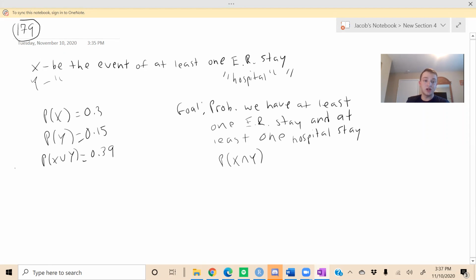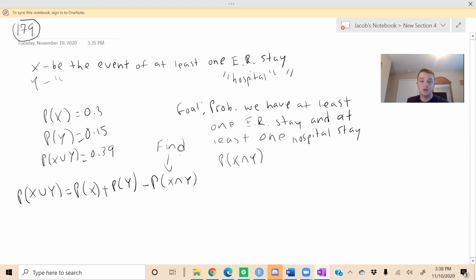Okay, so we know that the formula for the probability of X union Y equals the probability of X plus the probability of Y minus its intersection, which is the probability of X intersect Y. Well, this is what we want to find. And just to give you the theory behind this formula, if you draw a Venn diagram where this is X and this is Y, the probability of X union Y is the probability of X or Y. So you would do probability of X plus the probability of Y, but since there's an overlap, you've got to subtract the intersection. That's the theory behind that.